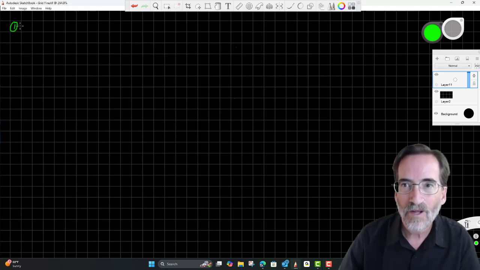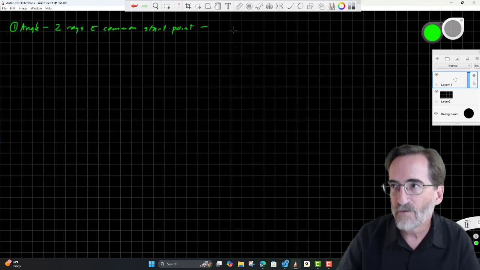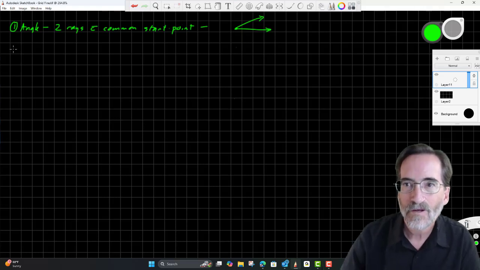Number 1, angle. Two rays with a common start point. Example: one ray going this direction, one ray going this direction, common start point.